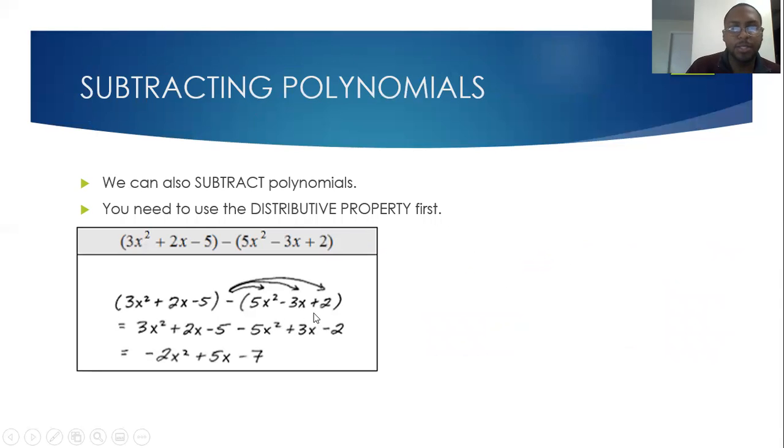I did one subtracting example. The main thing was make sure that you multiply that minus there by everything inside the parentheses. Basically, it's going to make everything the opposite sign. So a positive 5 becomes a negative 5, a negative 3 becomes a positive 3, a positive 2 becomes a negative 2.